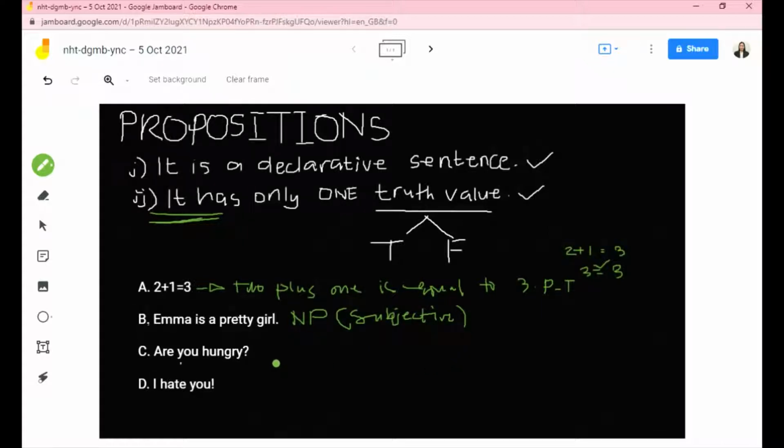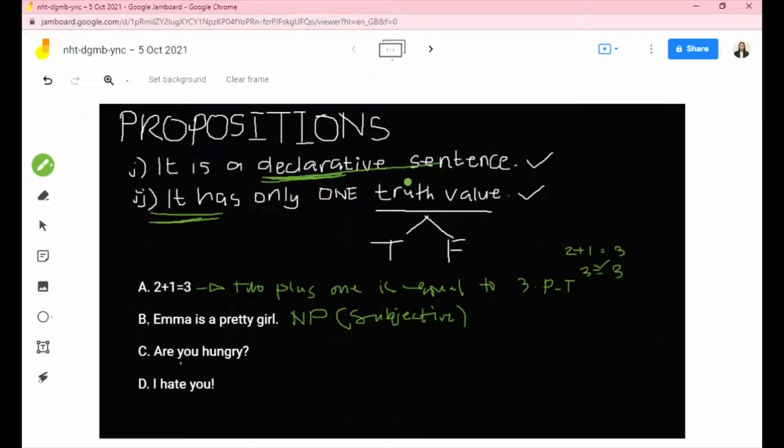Now let's have statement C. Are you hungry? Let's consider this one. It has a question mark, and if it has a question mark, it is asking a question. If it is asking a question, then it is an interrogative sentence. If it is an interrogative sentence, then it's not a declarative sentence.